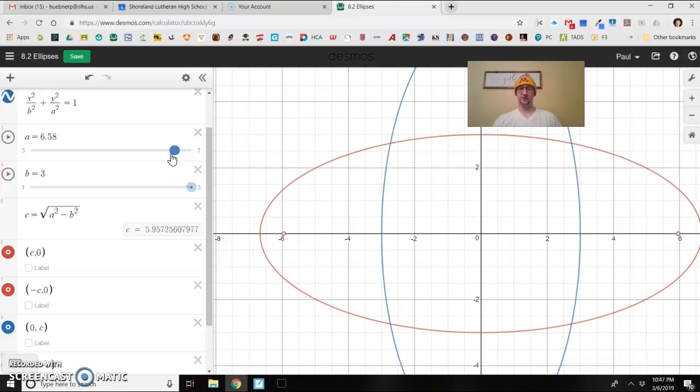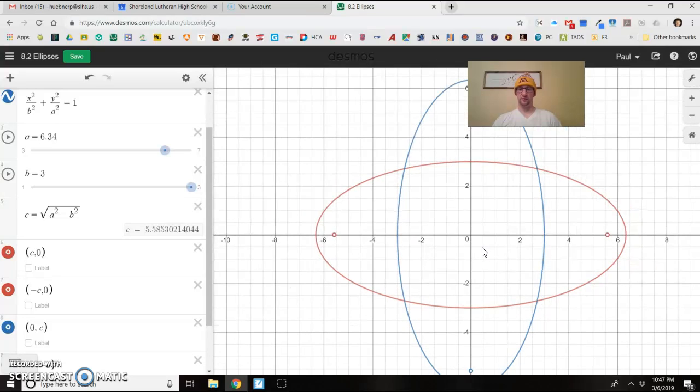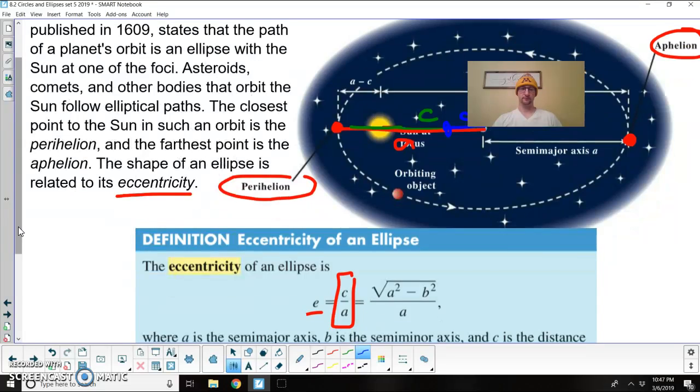So the value of C, which again would be this distance from center out to the focus, is getting pretty close to the distance from the center to the vertex. Look at the vertical one: the distance from center to focus is getting close to the distance from center to vertex. The closer those two things are, the flatter our ellipse is going to be. So that would be the eccentricity of an ellipse, describing that shape.